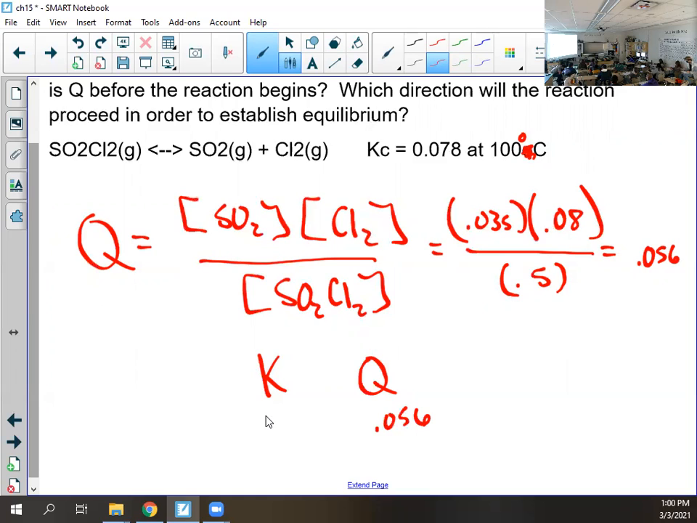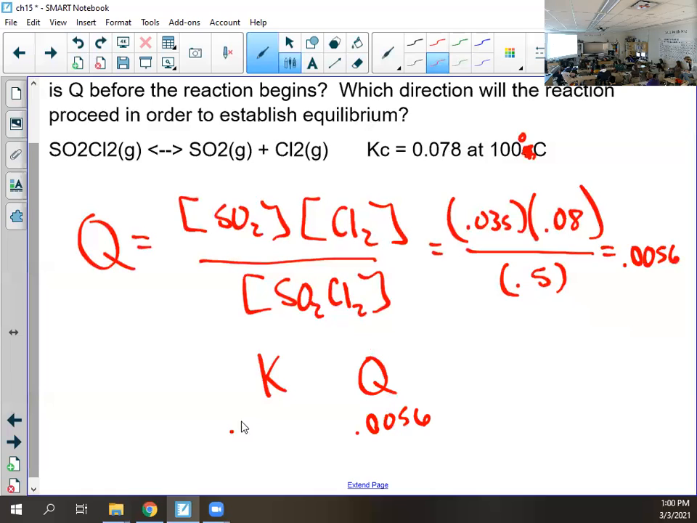K is, yeah, I see two zeros. Okay, who has two zeros? Who has one zero? Oh, okay. I also see two zeros. I can't read. Dyslexia at its finest. I'm sorry, guys.